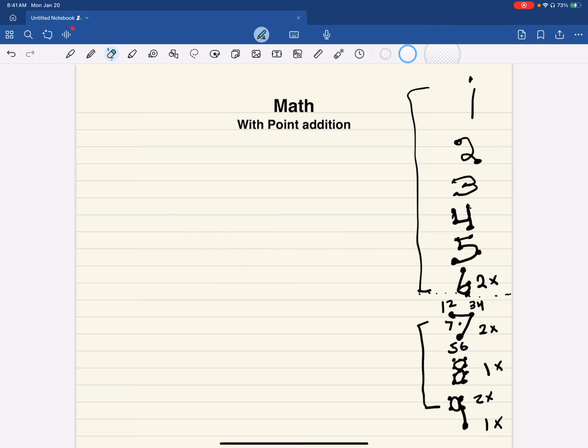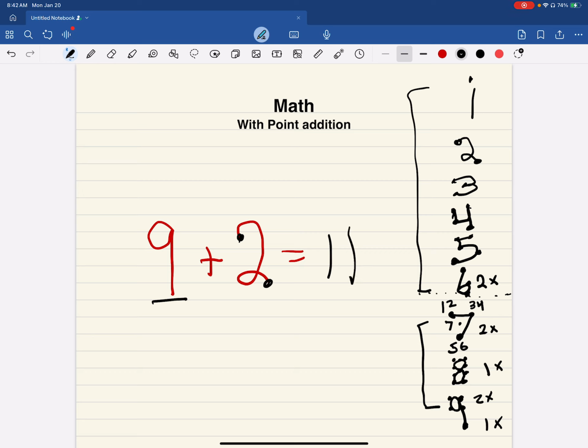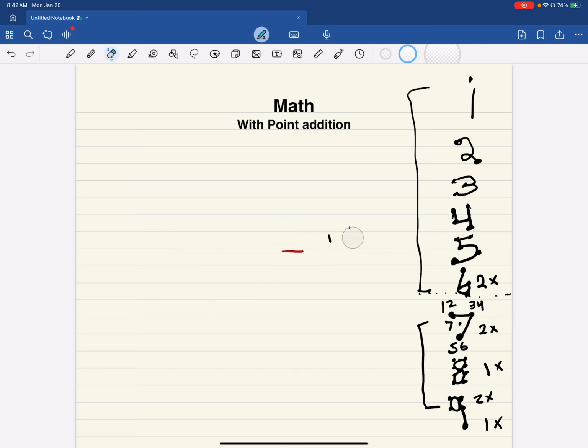Now we're going to start getting really complicated. Let's take 9, big number, plus 2. Well, some of you are thinking, oh, I can do this. 9's the bigger number. So you just start with 9 and you count up 9, 10, 11. Answer's 11.